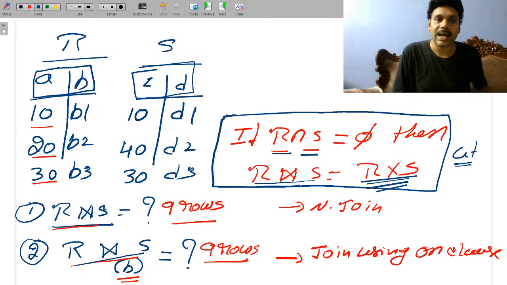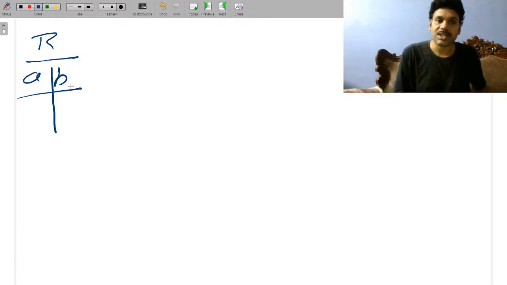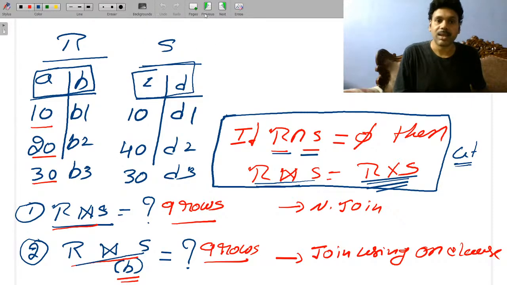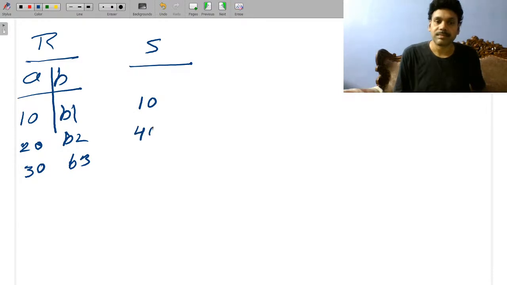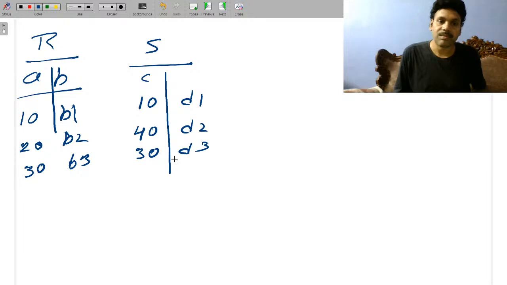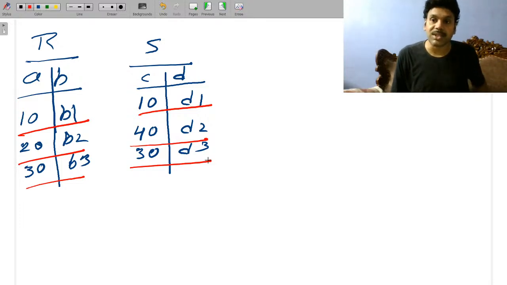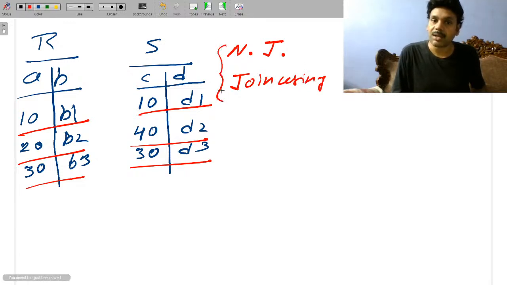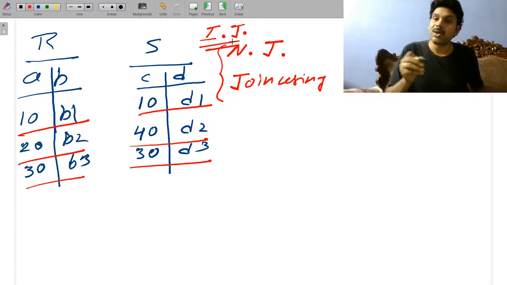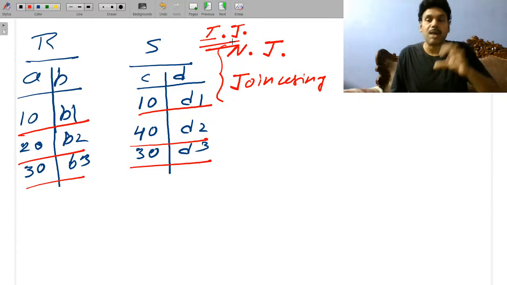Please observe. There is a table R which consists of A, B: 10 B1, 20 B2, 30 B3. There is a table S as C, D: 10 D1, 40 D2, 30 D3. Observe friends. Now I am saying C and D here, and A and B there. So I cannot establish a natural join here. Why? Because there is no common column available. Natural join and join using, these two belong to inner joins. What is inner join? Inner join looks for common attributes and common tuple sets.